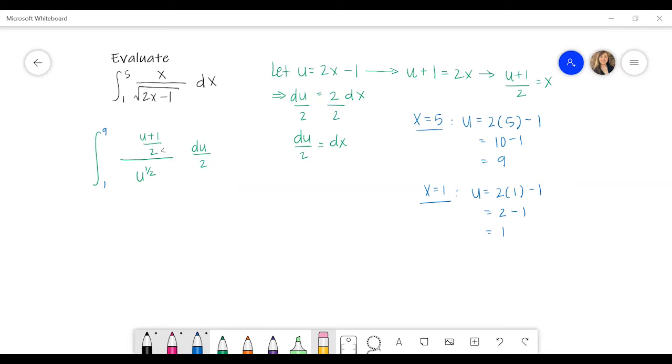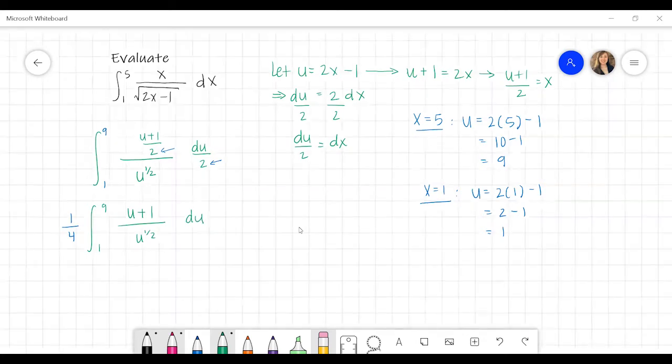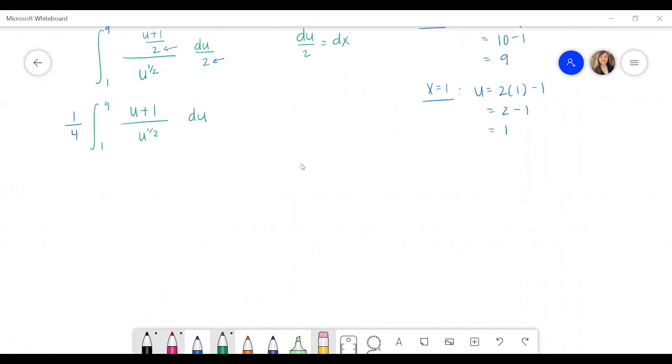I'm going to factor out both of these 2's in my denominators. So I'm going to have a 1/4 on the outside, 1 and 9. So I have (u plus 1) over u to the 1/2 du, and I'm actually going to clean that up just as a fraction. So again, lots of algebra. I haven't even really touched the calculus part of this yet. 1/4, 1 to 9, u divided by u to the 1/2. I can do this because there's one term in the denominator and multiple terms in the numerator. So I get u to the 1/2 plus u to the negative 1/2, because it stays in the bottom, right?